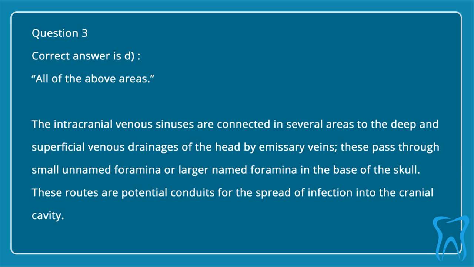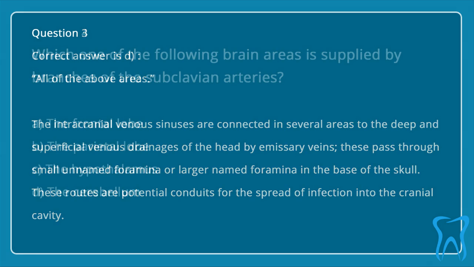The intracranial venous sinuses are connected in several areas to the deep and superficial venous drainages of the head by emissary veins. These pass through small unnamed foramina or larger named foramina in the base of the skull. These routes are potential conduits for the spread of infection into the cranial cavity.